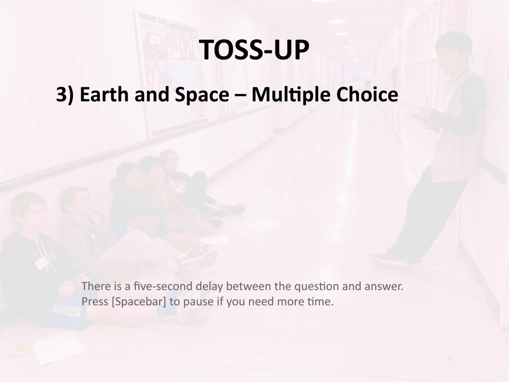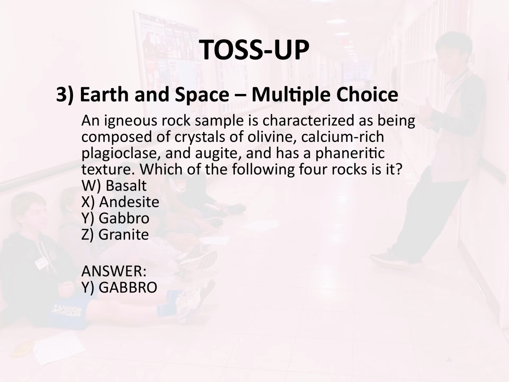Toss-up 3. Earth and space, multiple choice. An igneous rock sample is characterized as being composed of crystals of olivine, calcium-rich plagioclase, and augite, and has a phaneritic texture. Which of the following four rocks is it? W. Basalt. X. Andesite. Y. Gabbro. Z. Granite. Answer. Y. Gabbro.